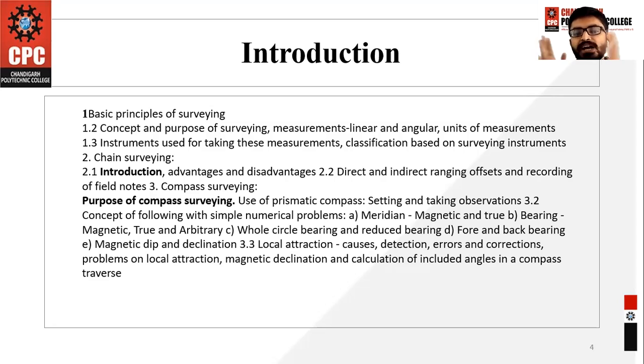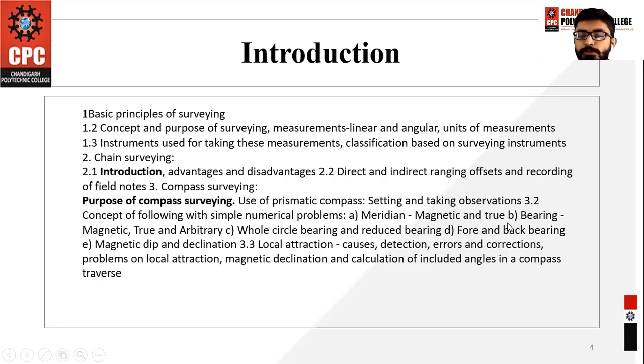Okay, so these are the things that we need to know: the latitude and the longitude, the magnetic meridian and the meridian, because we are going to take the angles as per the latitudes and the longitudes only. The bearings. The whole circle bearing means the angles would be taken from 0 degree to 360 degree.